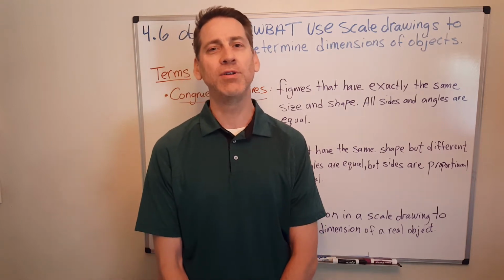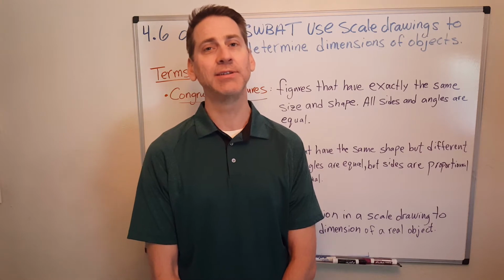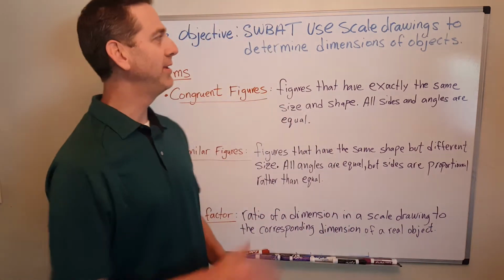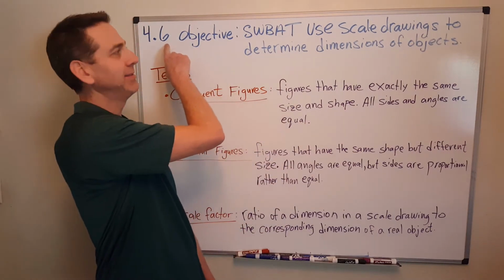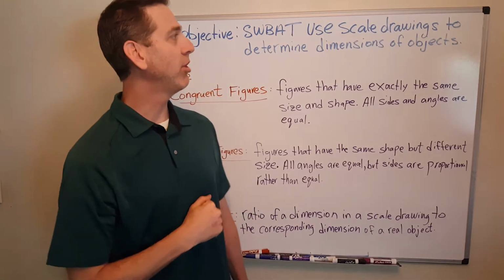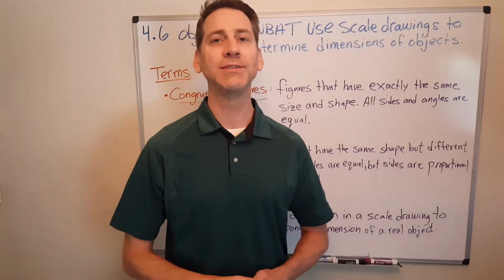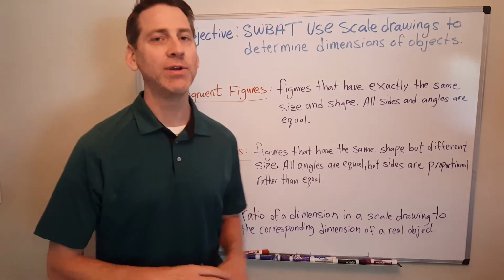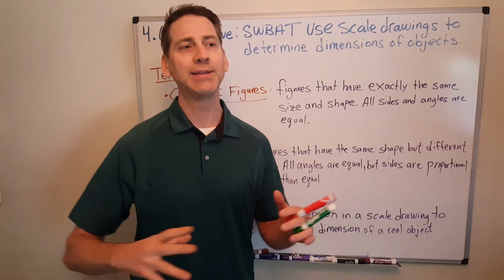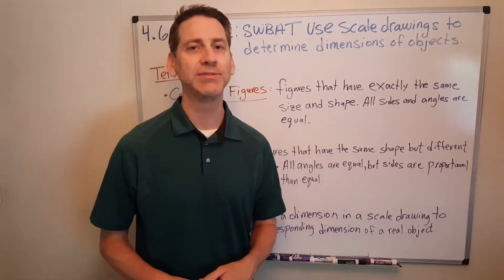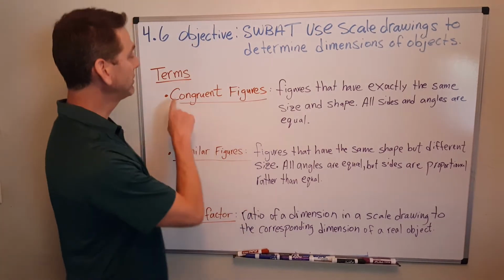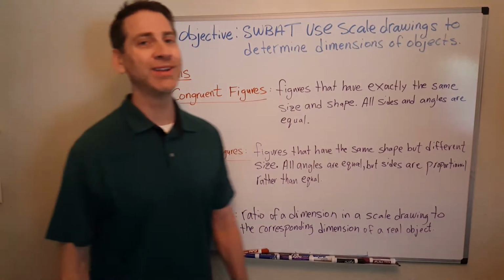So we are in Unit 4, the geometry section of the GED textbook. Today we're going to look at lesson 6, which is using scale drawings to determine certain dimensions of an object. In this video, all I'm going to do is go over some of the terminology to help set us up so that we can be successful on some examples in our next video. Our first term is congruent figures.